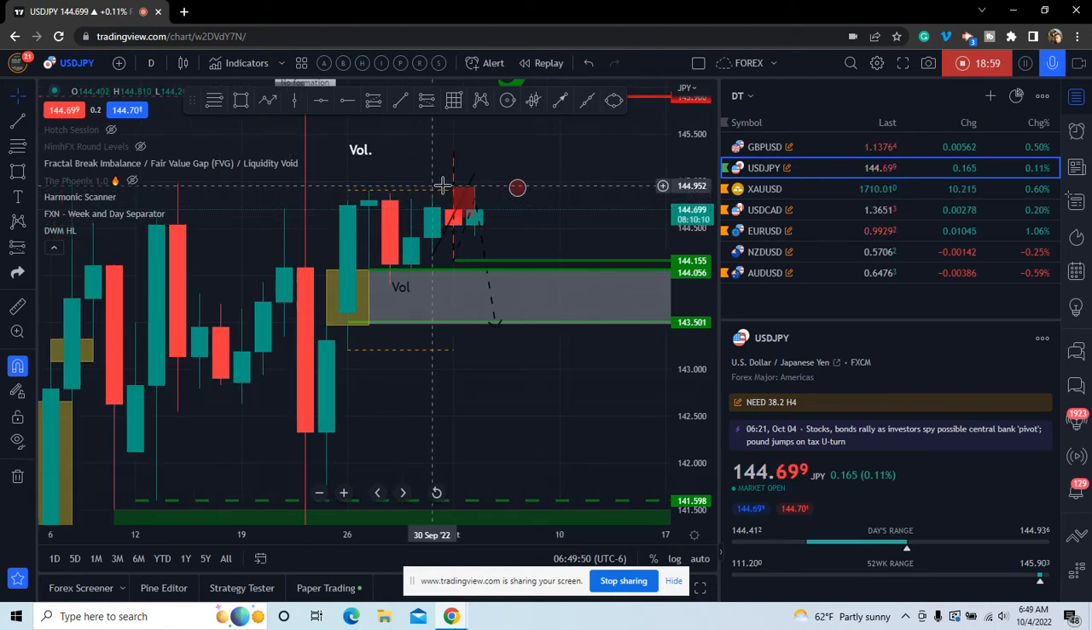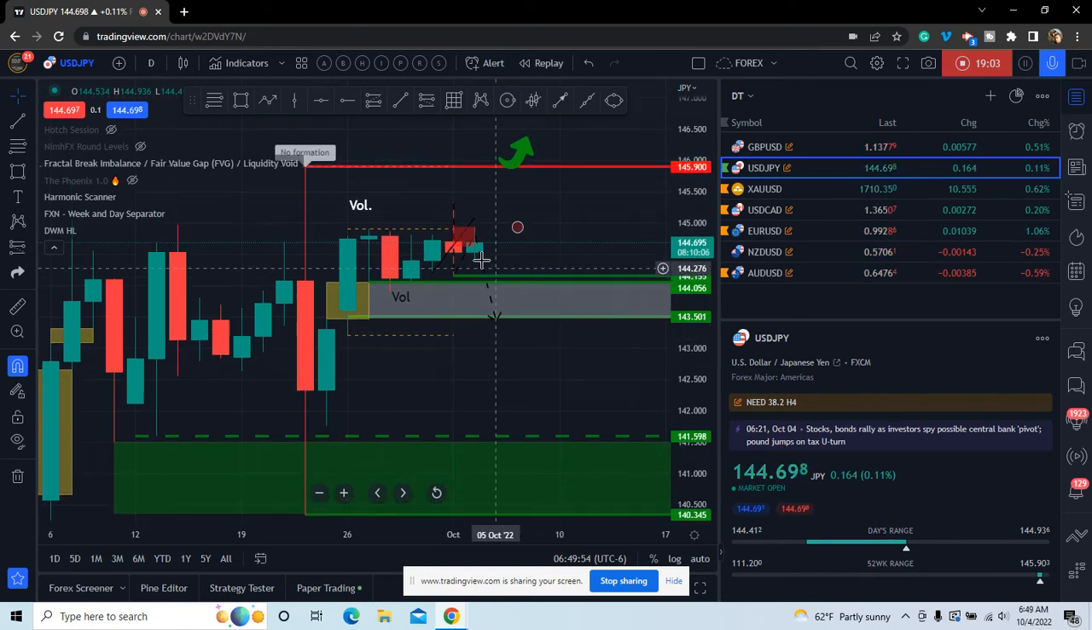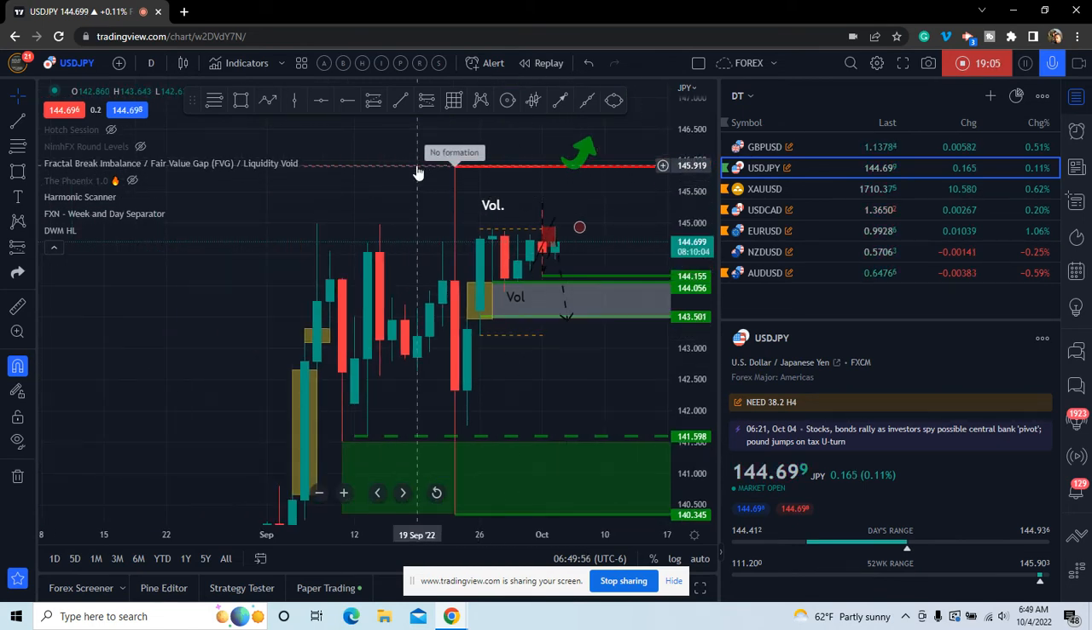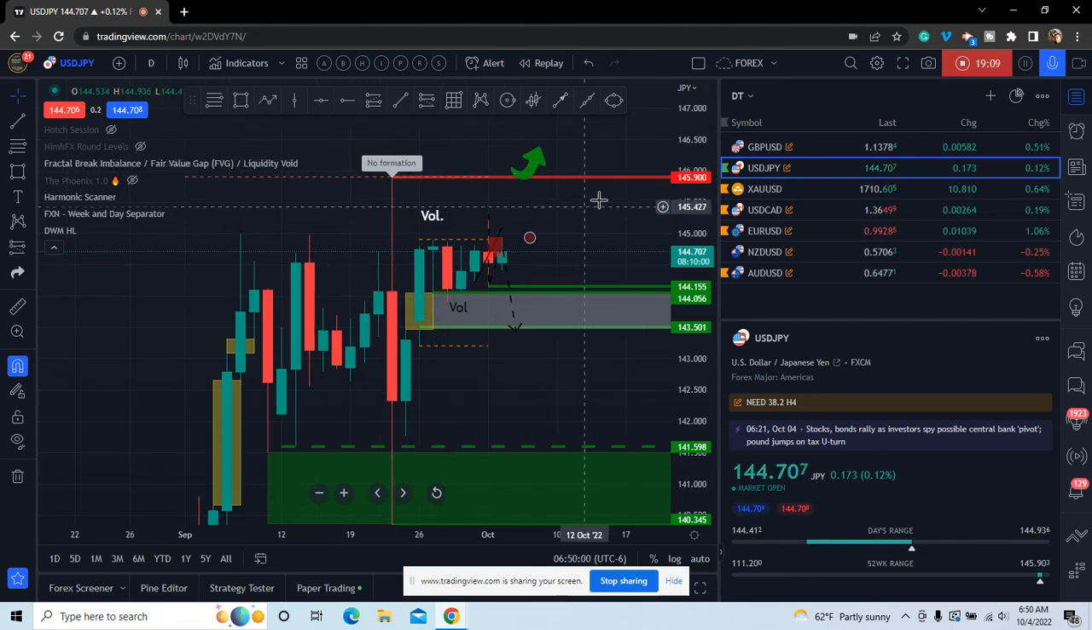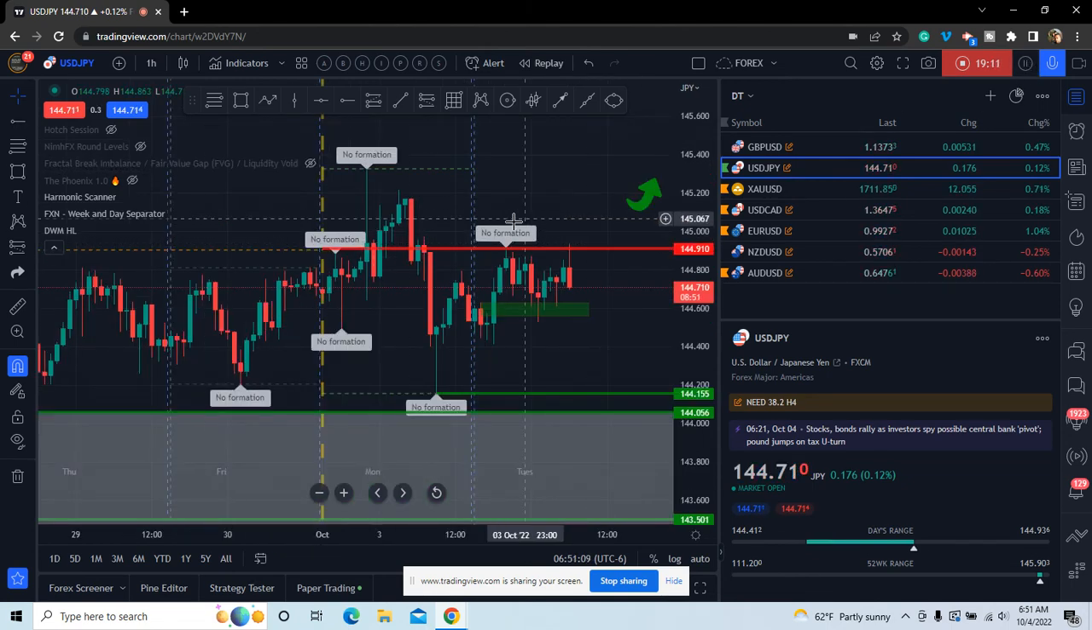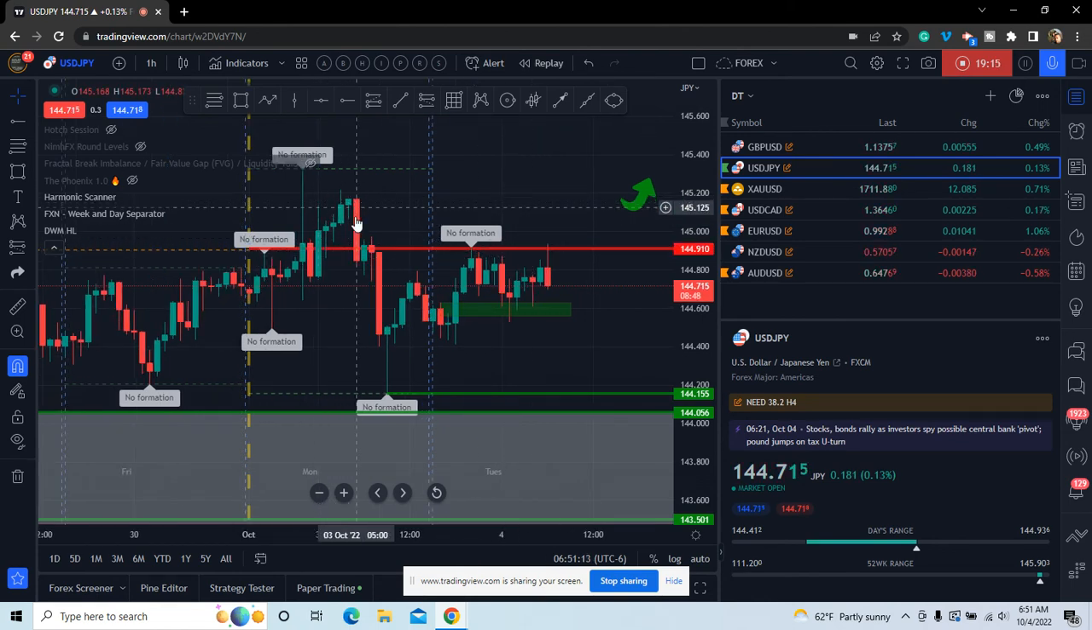A break and close above last week's high for a move up into last month's high. So last week's high being the line in the sand. We've got this accumulation between this neckline of this W and those highs.